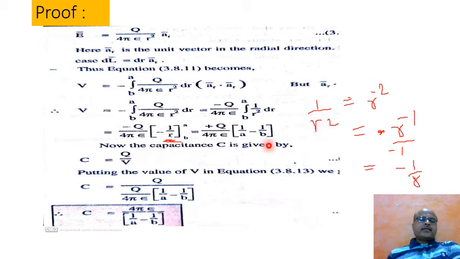Now the capacitance C is given by C equals Q by V. So C equals Q upon the value of V, that is Q upon 4 pi epsilon times 1 upon A minus 1 upon B. In this case, this Q gets cancelled and we get C equals 4 pi epsilon upon the bracket 1 upon A minus 1 upon B. So this is the capacitance for a spherical capacitor.